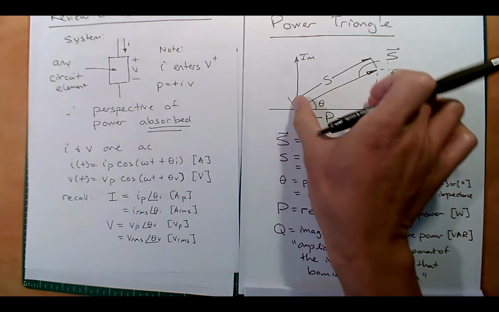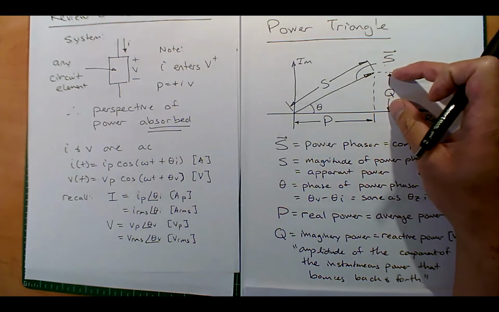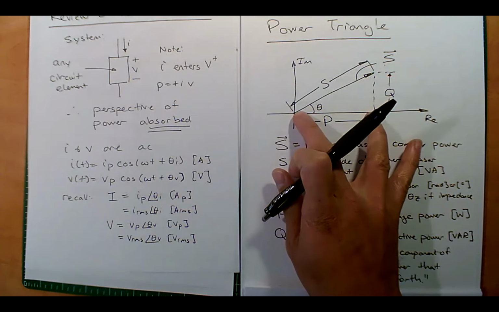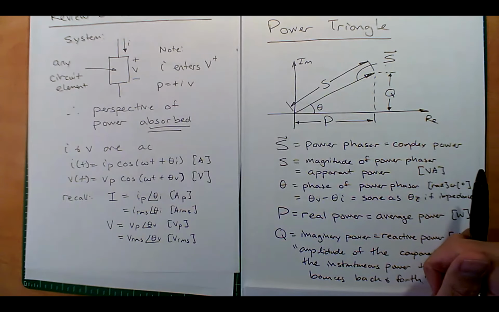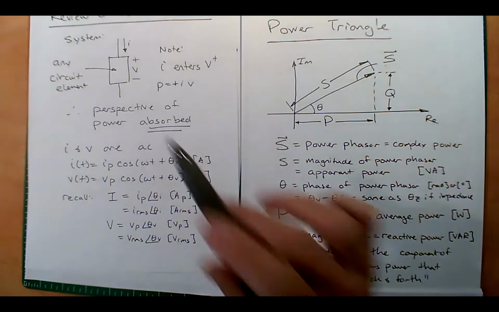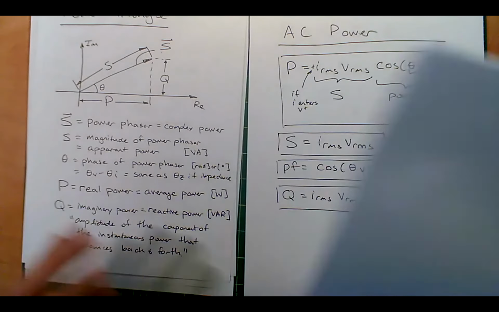If this thing is now only on the x-axis, that means Q is 0. There's no power that bounces back and forth, and all the average power is P. Now it doesn't mean the instantaneous power doesn't oscillate, but it does mean that it's all positive or all negative. Okay. All right. Now here's some other familiar equations.